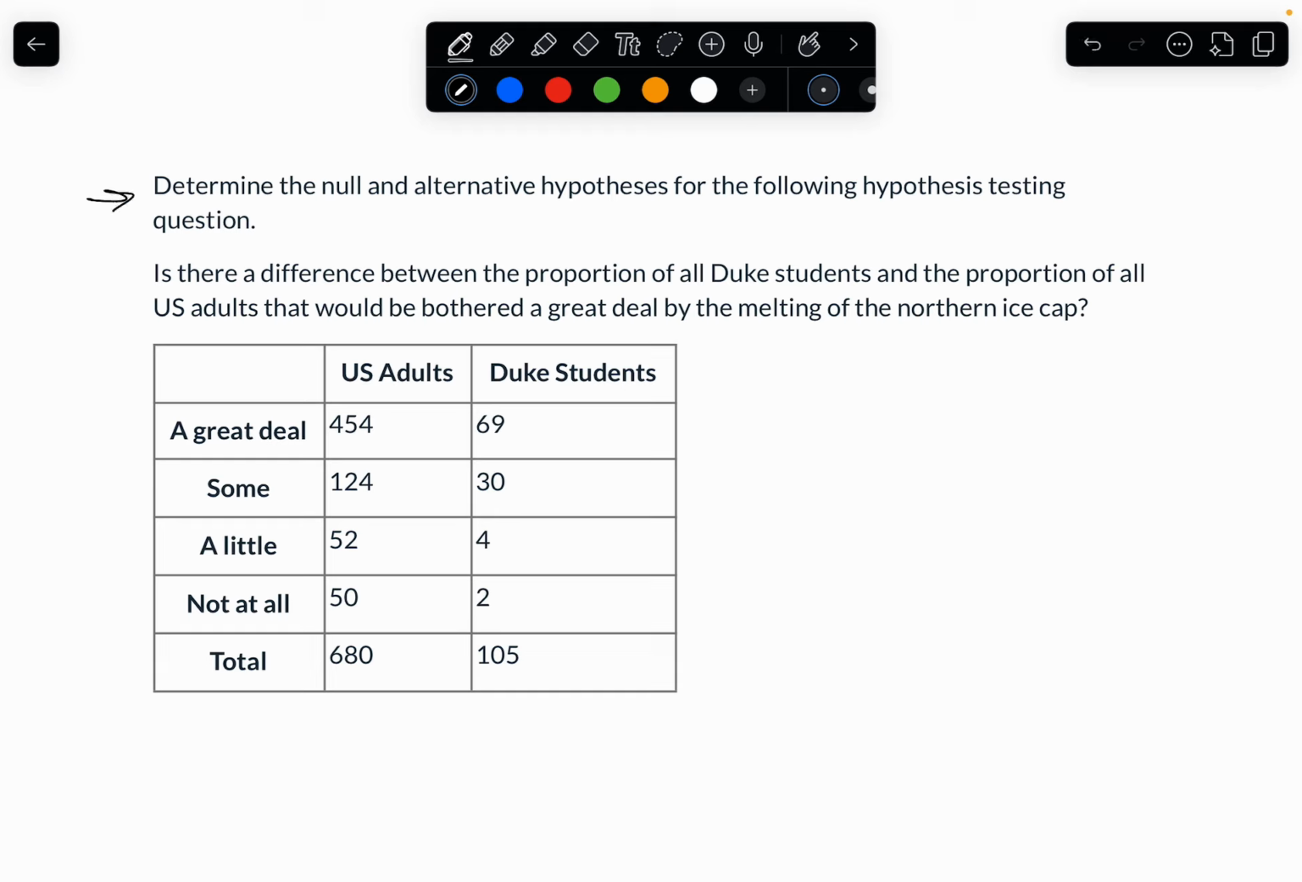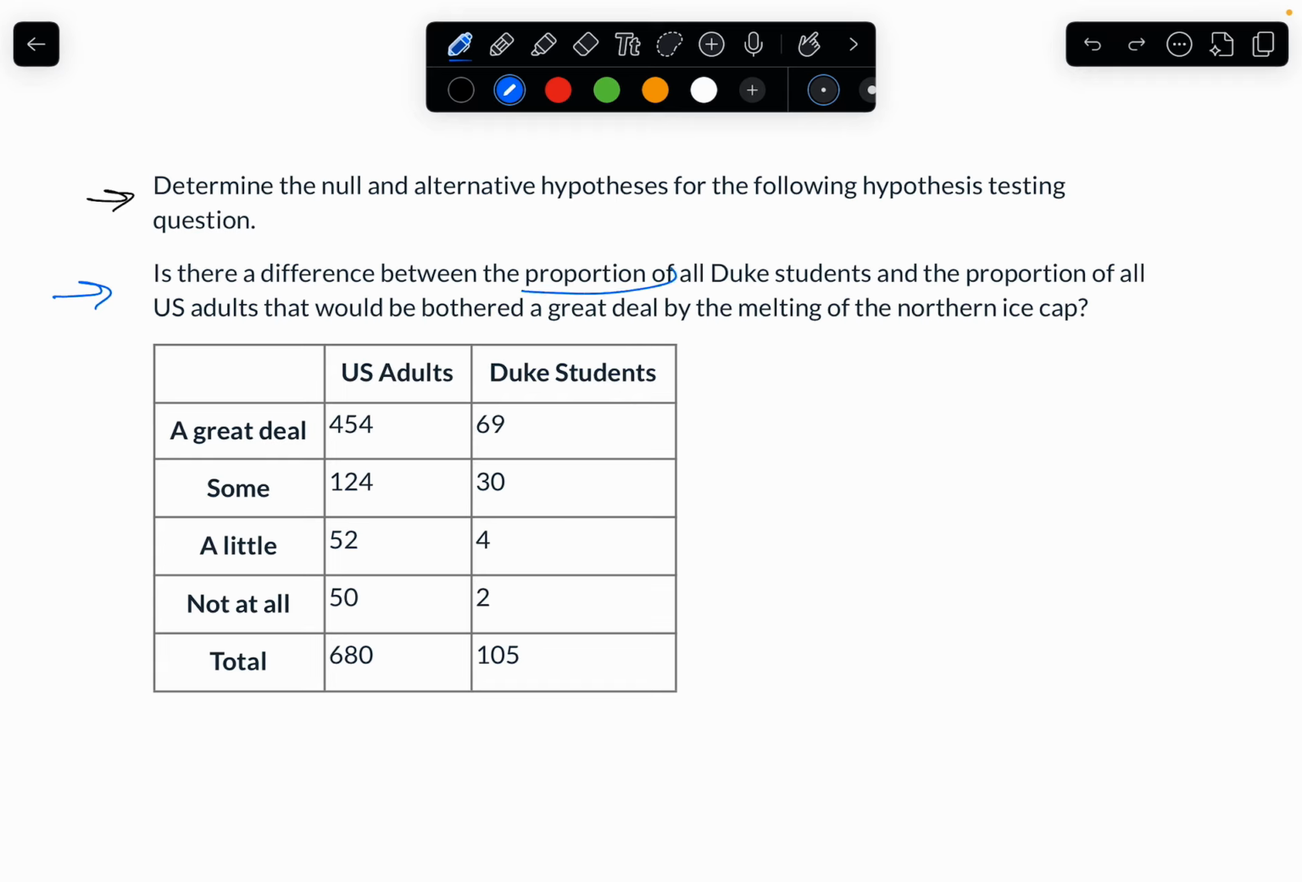We're just going to look at this hypothesis testing problem and try to determine what our null and alternative hypotheses should look like. The question being asked is, is there a difference in the proportion of all Duke students and the proportion of all U.S. adults that would be bothered a great deal by the melting of the northern ice cap? In these types of problems, we're always going to see two separate populations. One of my populations is all U.S. adults, and the other is all Duke students. So I've got two separate populations to consider here.